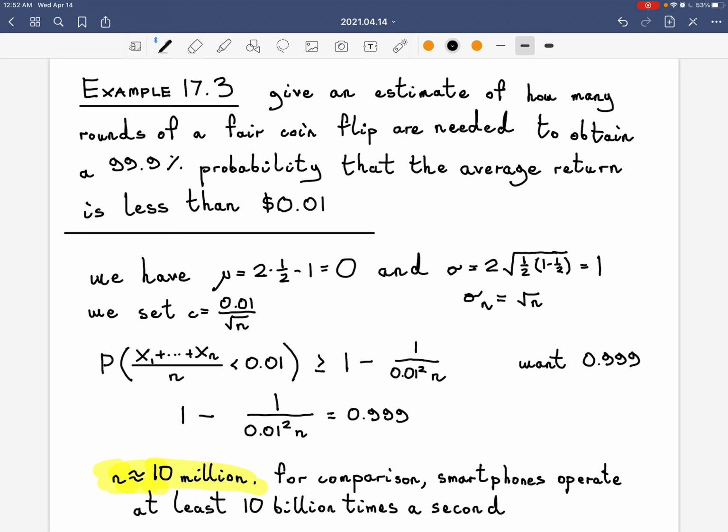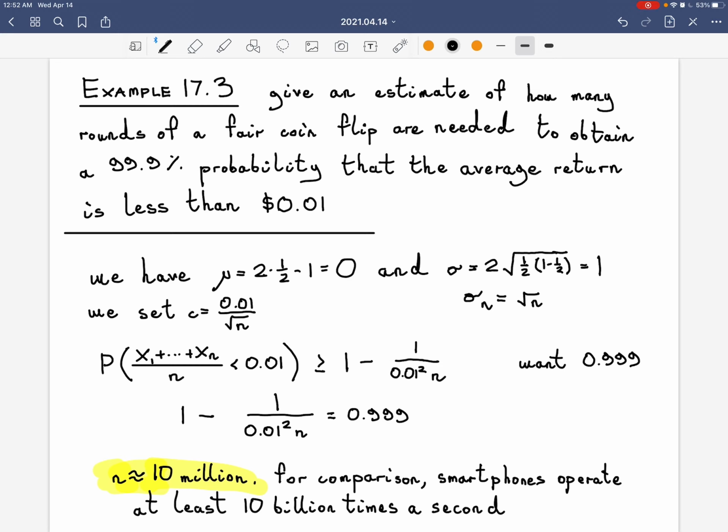Well, actually, that equation has a precise solution of 10 million, but we should soften it up because we're just asking for an estimate. But anyways, you play 10 million rounds of a fair coin. You are 99.9% certain of making less than a cent per day.